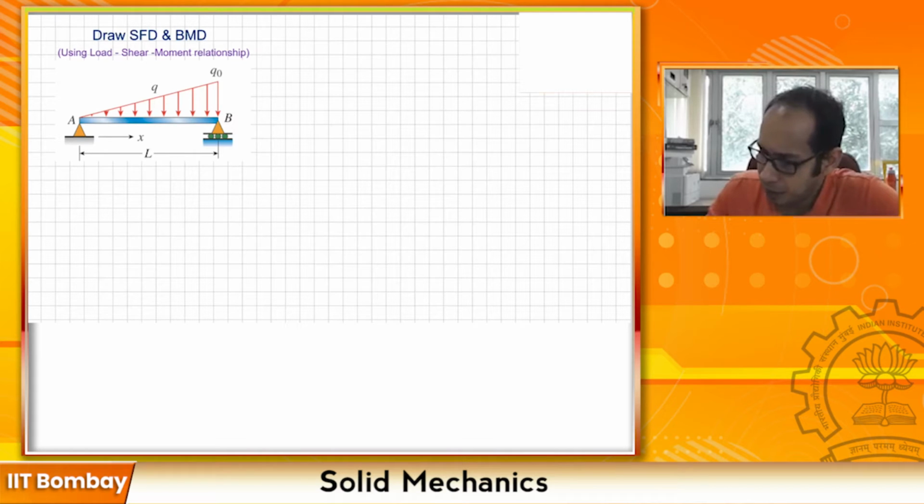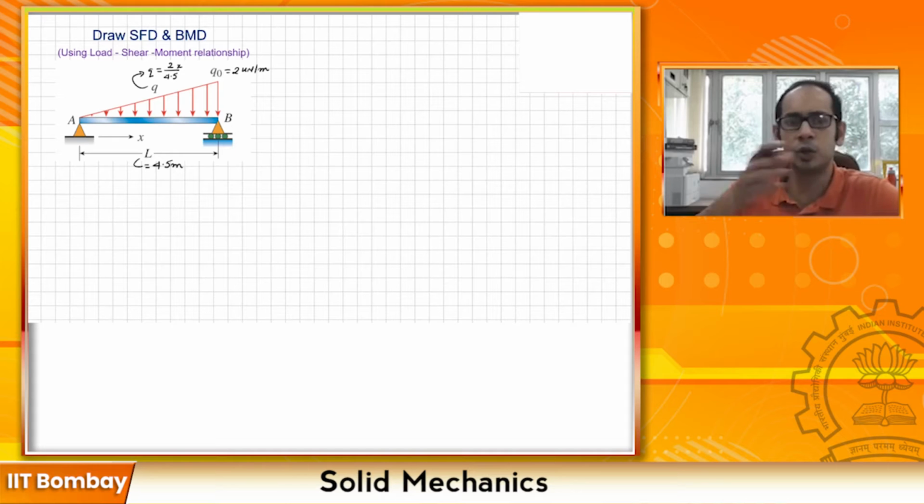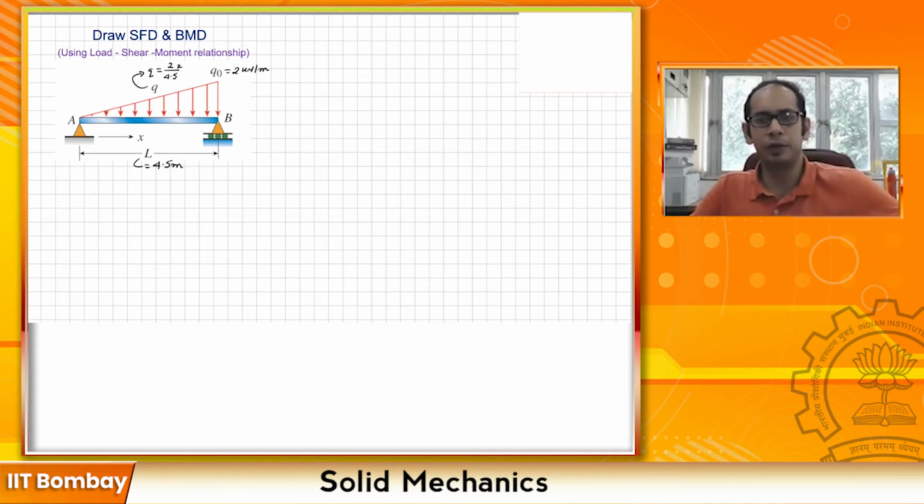Let's say my q naught here is 2 kilonewton per meter. The length L is 4.5 meter. Please try this problem on your own and later you can come back and check. So this q becomes equal to 2 divided by 4.5 times x, the linearly increasing load. So it is 0 at the left end and 2 at the right end, where you have that 4.5 length.